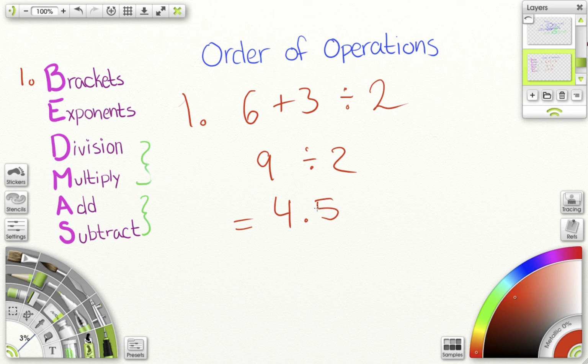It shouldn't have a decimal number though. These should be whole numbers. So where did I go wrong? I did adding first before I did the division. Division comes first in the order of BEDMAS. So I have to do that first before I can do the adding.